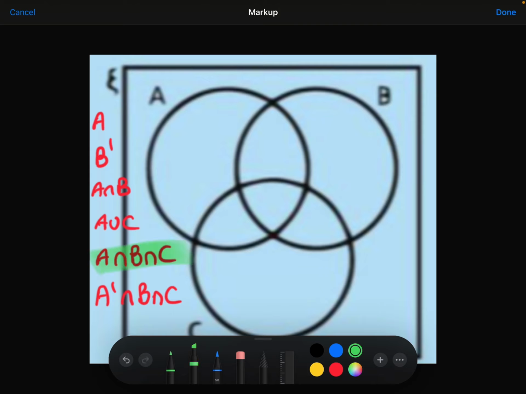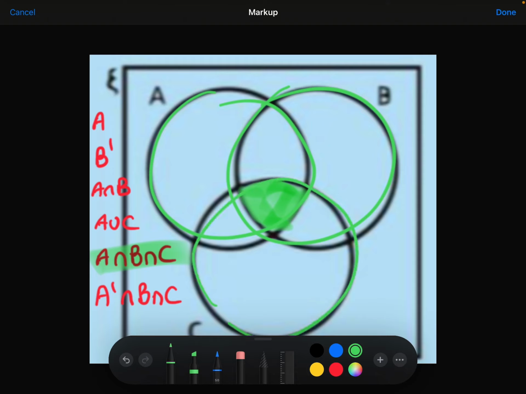Next, A and B and C. So it has to be in A, B and C. So that's this part down in the middle there. That bit there is in circle A, it's in circle B, and it's in circle C.